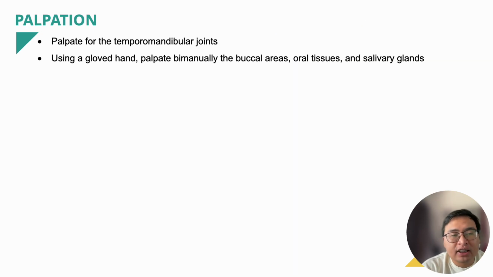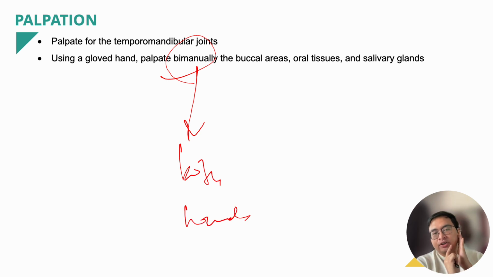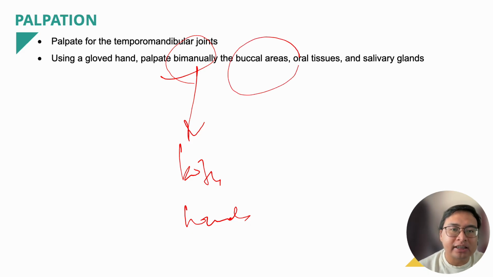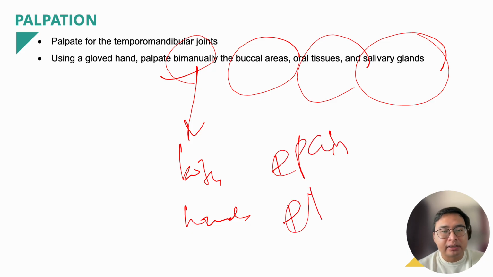What are the parts of the oral cavity you should palpate? You should palpate the temporomandibular joints. Then using a gloved hand, you could bimanually palpate. Bimanually meaning both hands. One hand inside the mouth, the other outside. And then you palpate the buccal areas, the oral tissues, and salivary glands. If there's any pain, tenderness, or any masses.